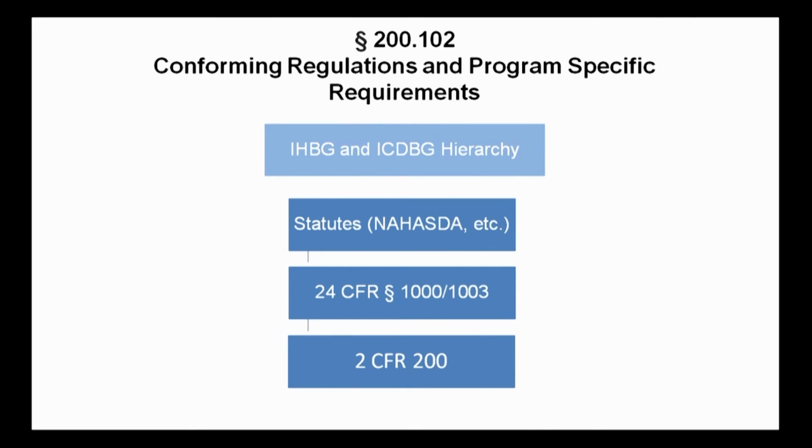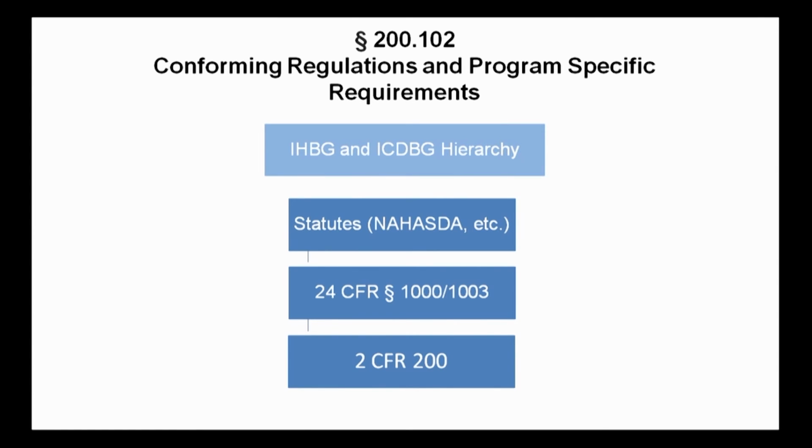Okay, let's take some time and look at this hierarchy. This is critical to understand to properly apply the uniform guidance. At the top of this hierarchy are the statutes. The statutes always rule over everything else. So we're talking about NAHASDA, for example. NAHASDA would be the ultimate authority on using NAHASDA grants, followed by the regulations, Part 1000 for IHBG and 1003 for ICDBG.